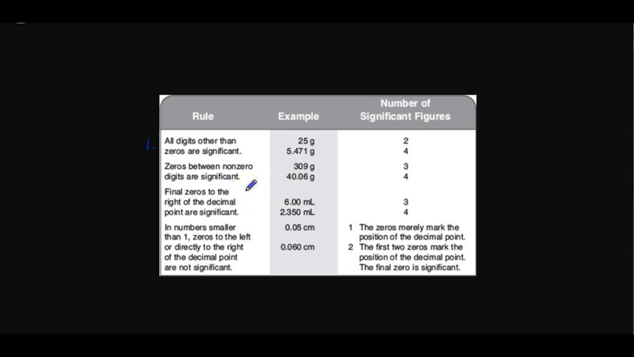Final zeros to the right of the decimal are also significant. Okay, so if we were rounding this to 3 significant figures, we actually need to write 6.00.